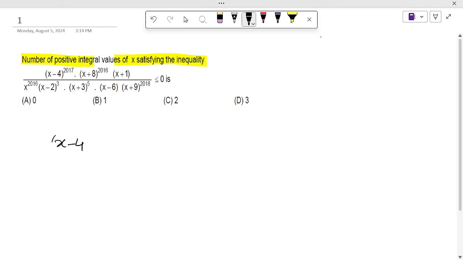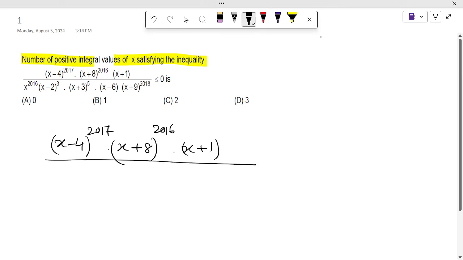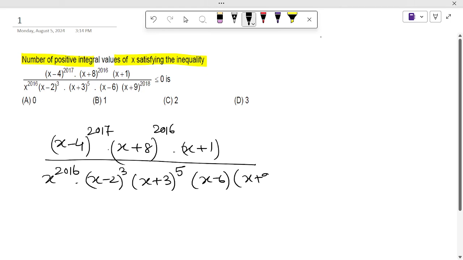(x minus 4) to the power 2017, then (x plus 8) to the power 2016 into (x plus 1). And in the numerator there is x to the power 2016, then (x minus 2) cube, (x plus 3) to the power 5, (x minus 6), and (x plus 9) to the power 2018, and it is saying less than or equal to 0. So how will you solve such a big inequality?